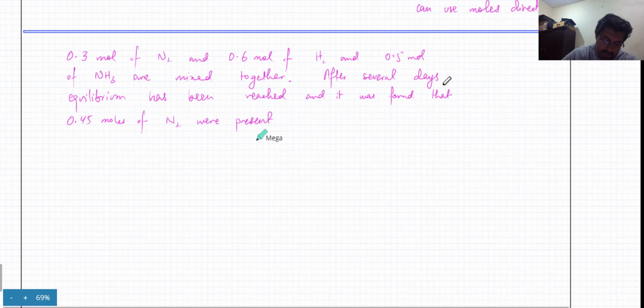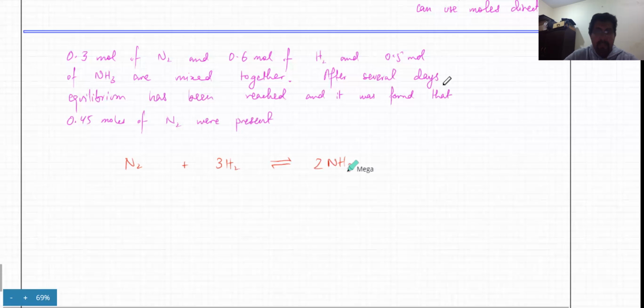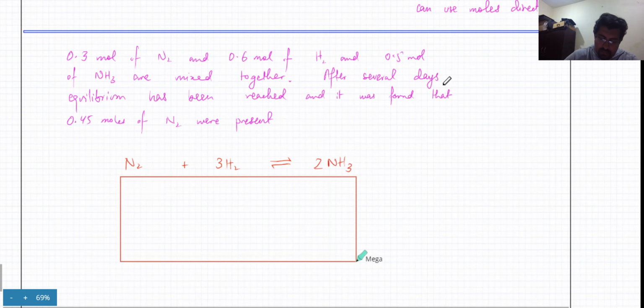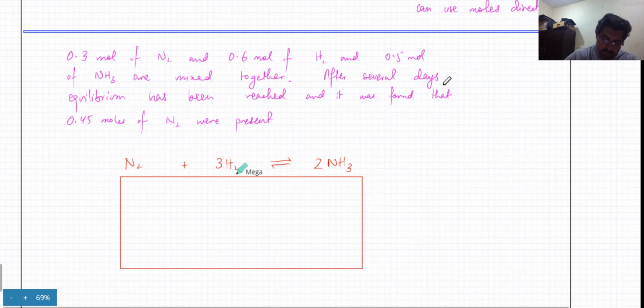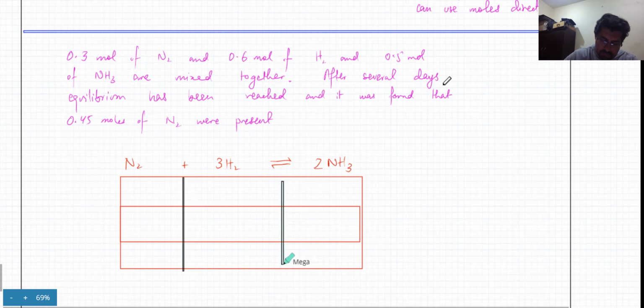First thing, make the table. It's going to be N2 reacting with H2. Let's assume this equation is given, that this is the reaction that's happening. So you have N2 and H2 reacting to produce NH3. I'm going to make a table. It's going to have three columns and three rows. So yes, this is the table.